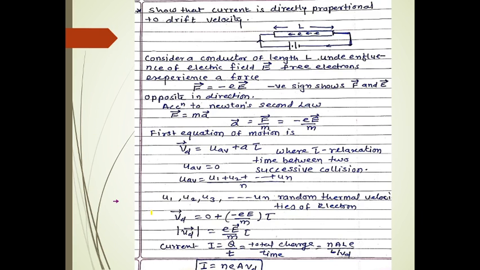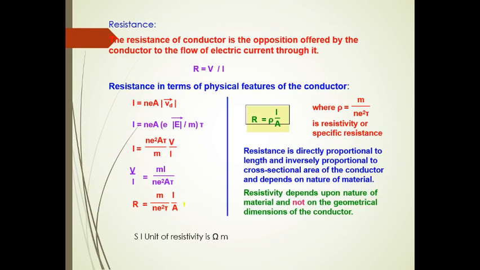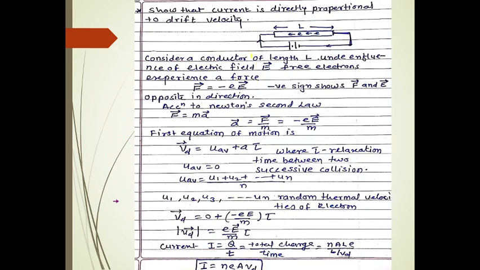Then there is a 3 marks or 2 marks question on drift velocity: show that current is directly proportional to the drift velocity, or the question is to show that R equals m l divided by n e square tau into A. This is the 3 marks question most often asked in the board examination. So let us start the derivation.